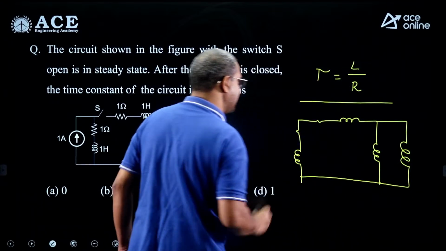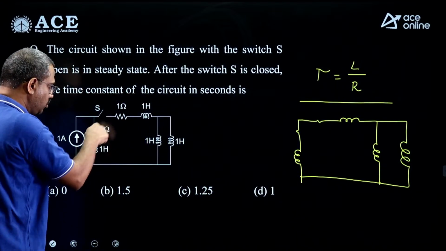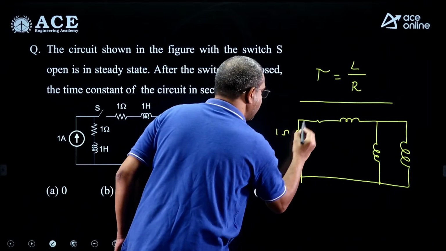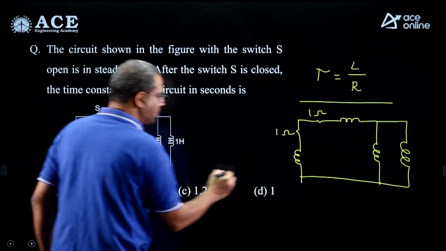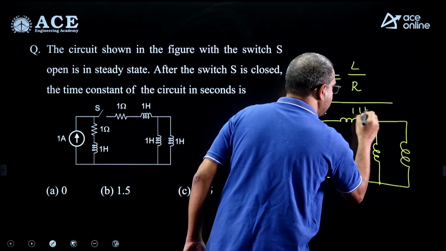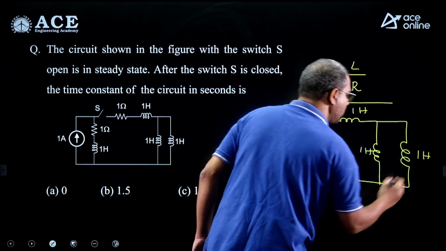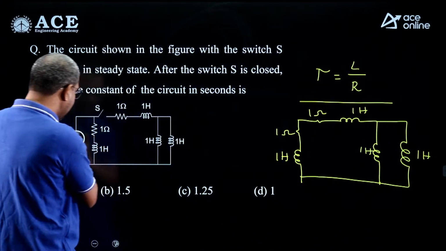Okay, so tau is L by R. If you observe, the switch has closed. These two are resistors, of course 1 ohm and 1 ohm, and these are all inductors of 1 Henry, 1 Henry, 1 Henry and 1 Henry. The switch has closed, but the ideal current source, we open it.